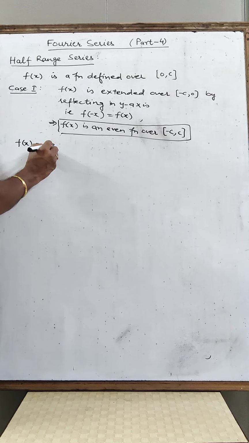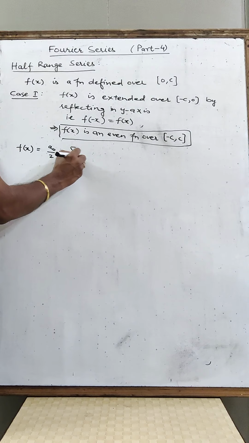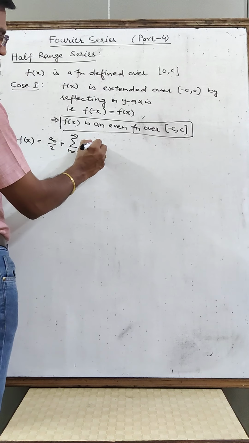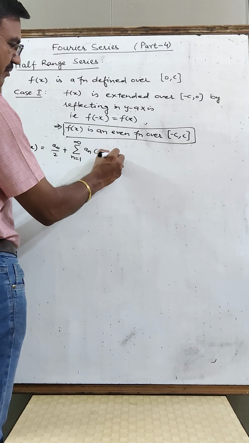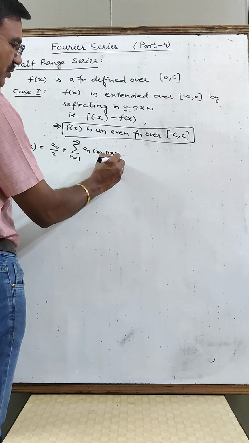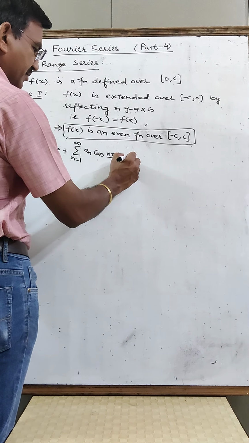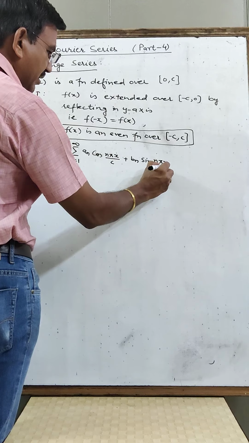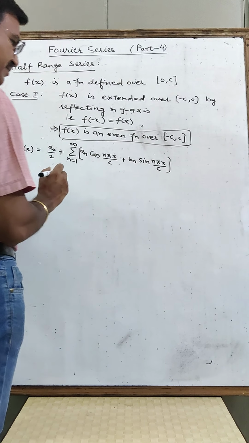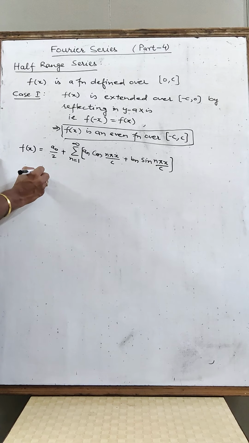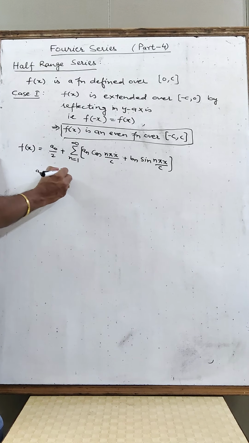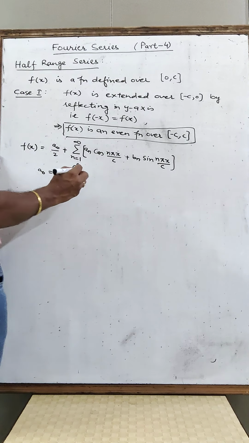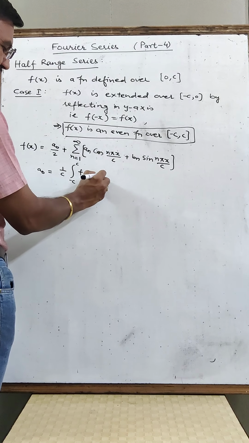It would be a0 by 2 plus the summation from n equal to 1 to infinity of an cos(n pi x over c) plus bn sin(n pi x over c). And we know the Fourier coefficient a0 would be 1 over c times the integral from minus c to c of f(x) dx.